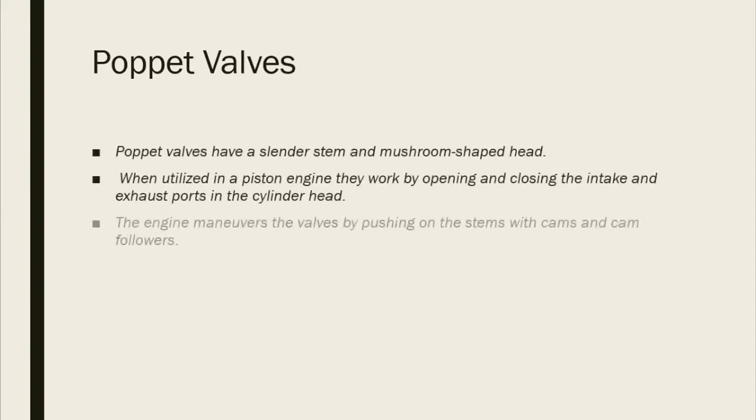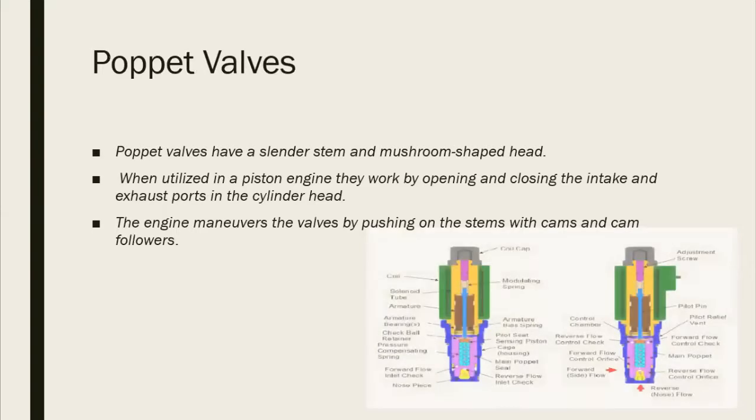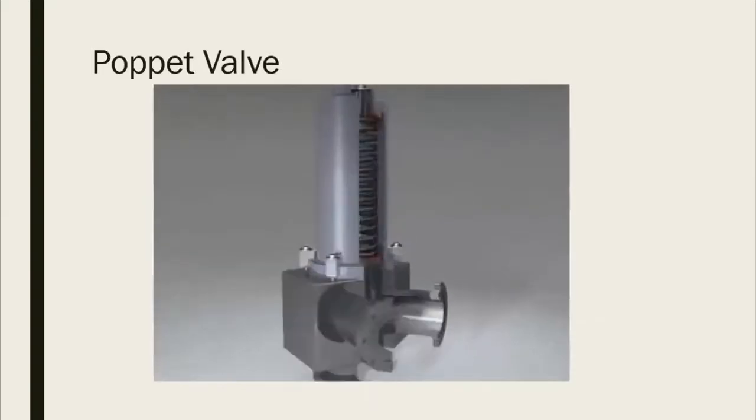When utilized in a piston engine, they work by opening and closing the intake and exhaust ports in the cylinder head. The engine maneuvers the valves by pushing on the stems with cams and cam followers. As you can see in the picture, there is an exploded view of the poppet valves. In the next slide, we will be showing a video on how a poppet valve works.